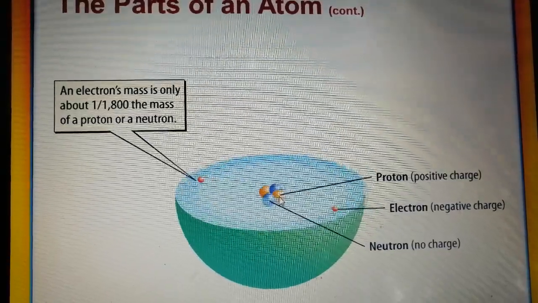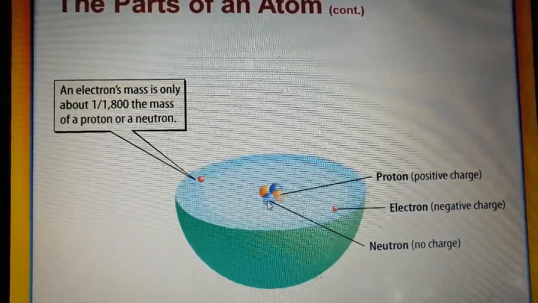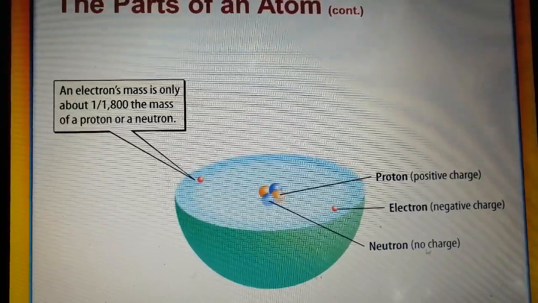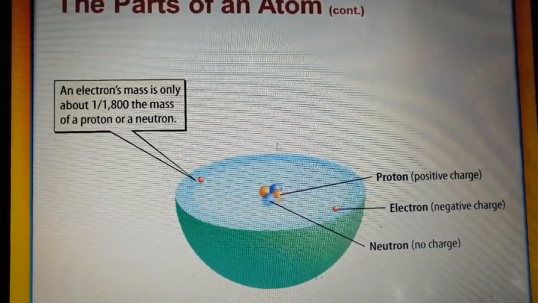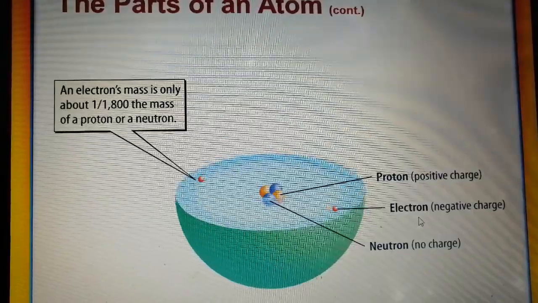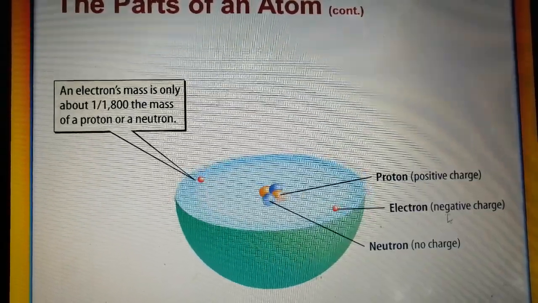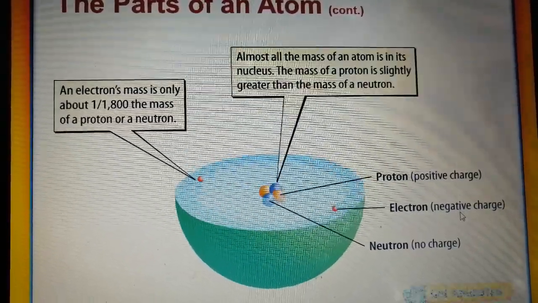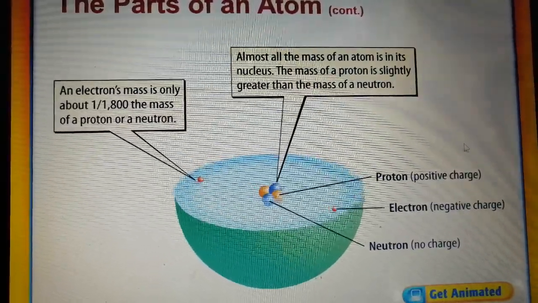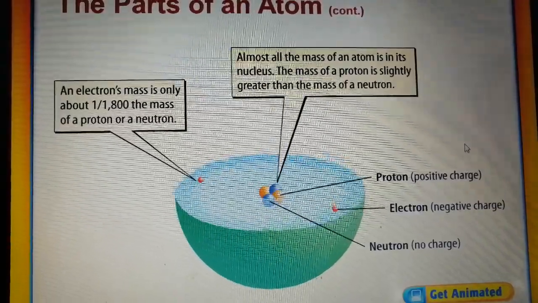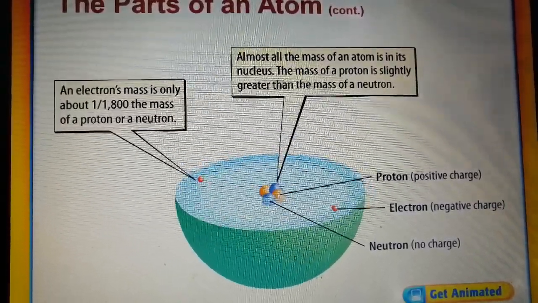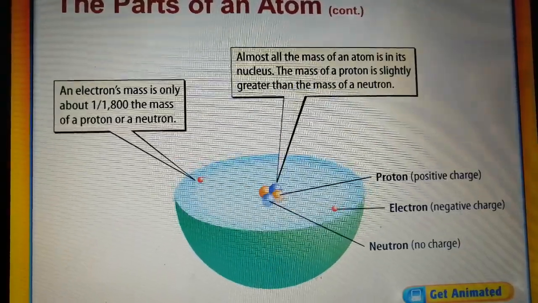Number two, the blue color here, they are called neutrons, and they don't have any charge. Around the nucleus we have electrons. Electrons have a negative charge. Okay? Almost all the mass of an atom is in its nucleus. The mass of a proton is slightly greater than the mass of a neutron. Okay?